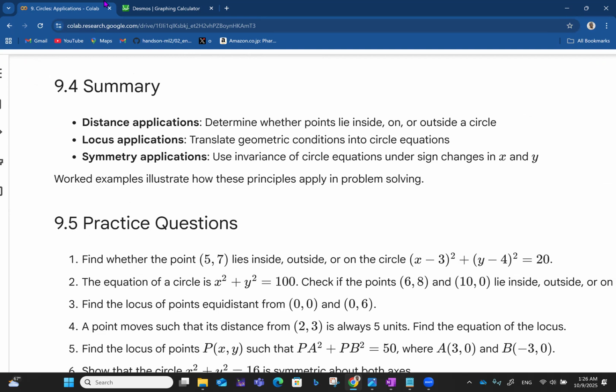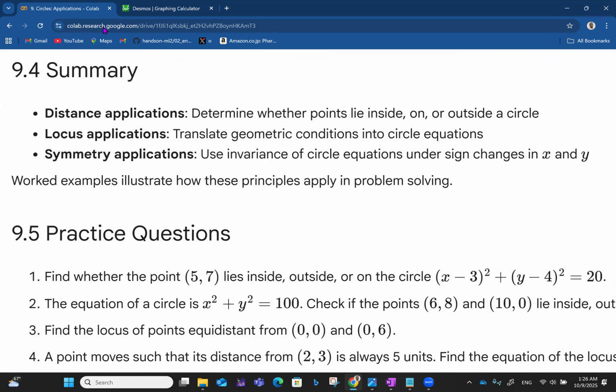So in summary, circles have distance applications, right? Like when you talk about determining whether points lie inside, on, or outside a circle. If a point lies inside a circle, it means the distance between that point and the center of the circle will be less than the radius. If the point lies on the circle, the distance will be equal to the radius. If it lies outside, the distance will be greater than the radius.